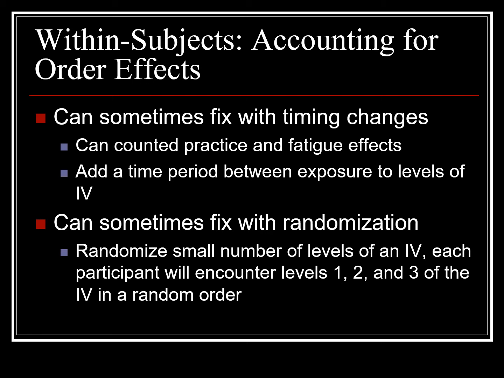Now, sometimes we can just fix this with randomization. In other words, we randomize the order of the levels of an IV. Each participant will encounter the levels in a random order. In other words, we are no longer using time. We're basically bringing people in. Yes, they're going to be exposed to all 3 levels at one time, but to try to get rid of practice, fatigue, or even contrast effects, people's exposure to those conditions is randomized.